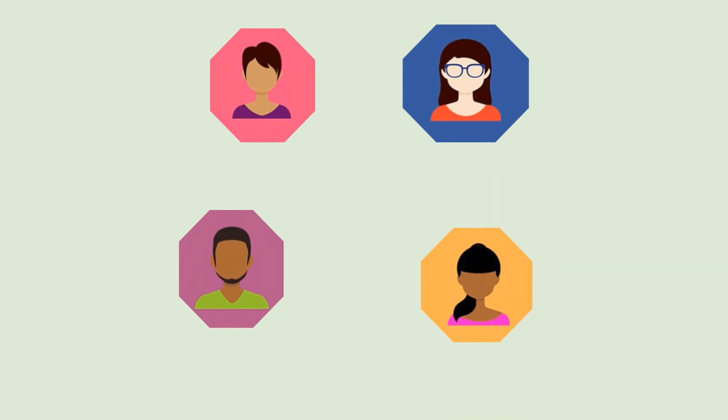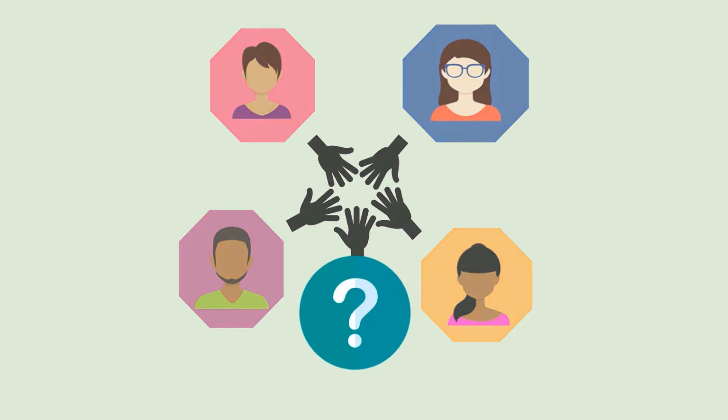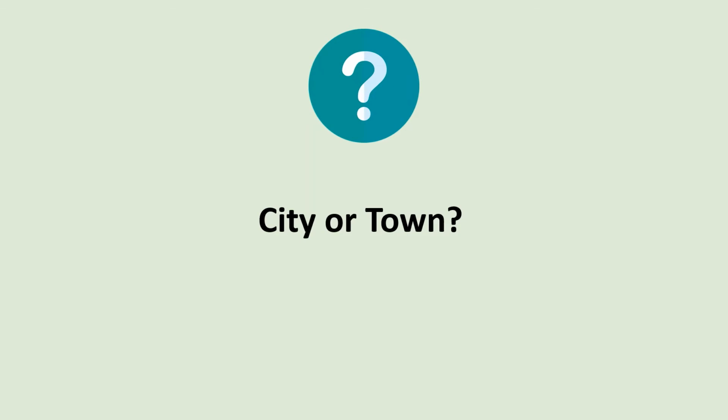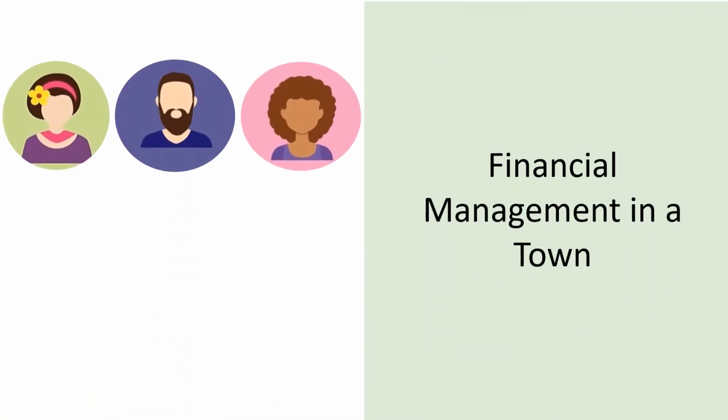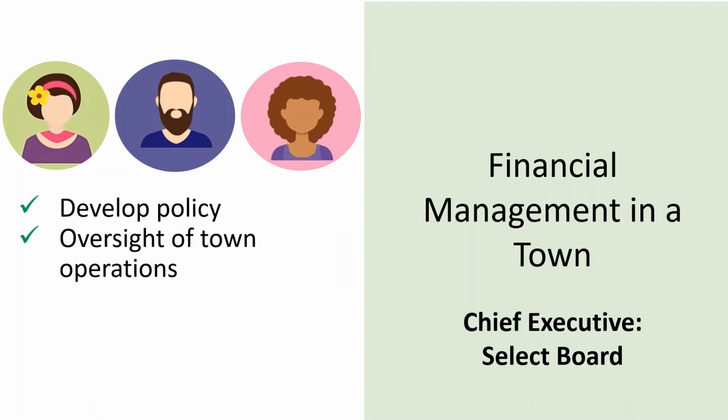These and other members of the financial management team work together with other appointed or elected officials who oversee and manage local government. But who are these other elected or appointed officials? This depends on whether the community is a city or a town. In most towns, an elected select board serves as the chief executive branch with responsibility for developing overall policy and coordinating the general operations of town government.